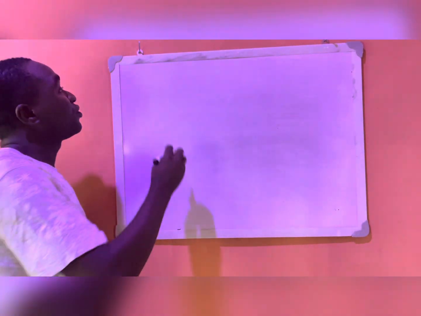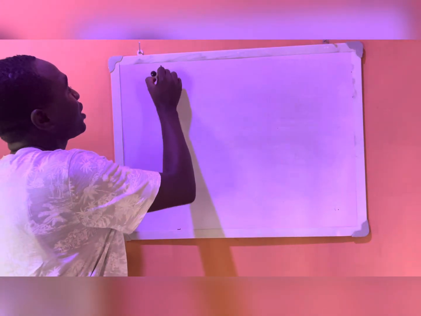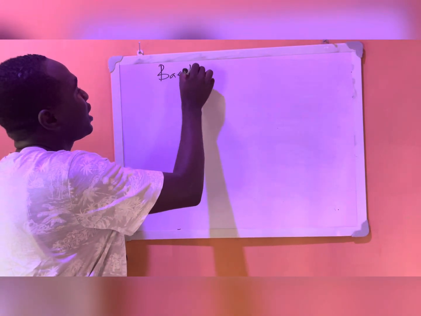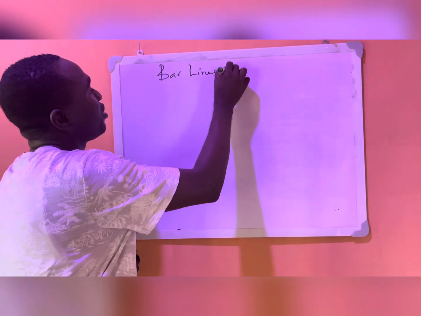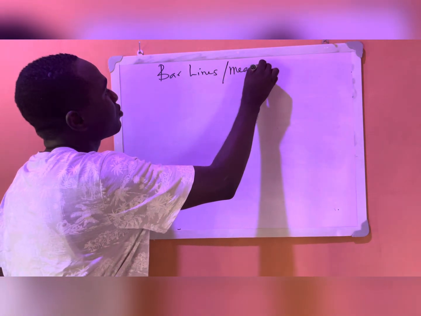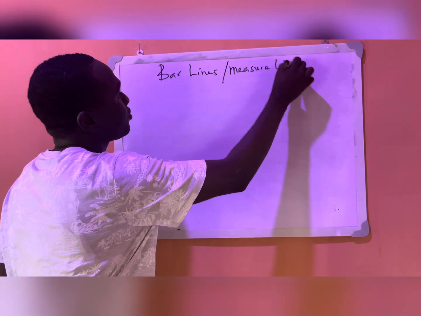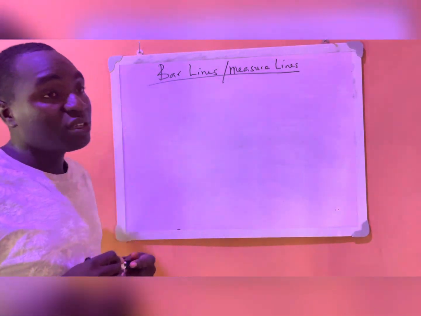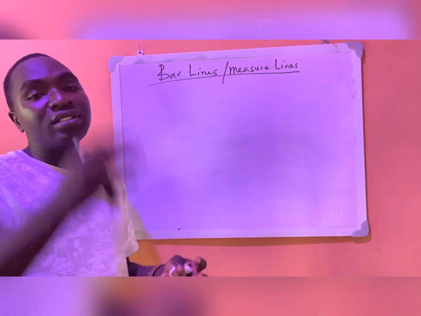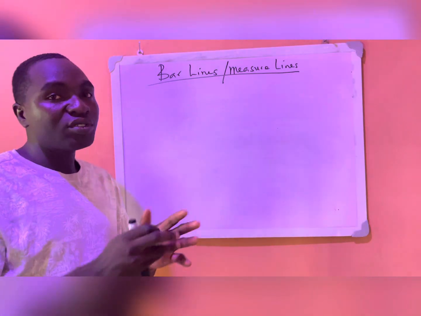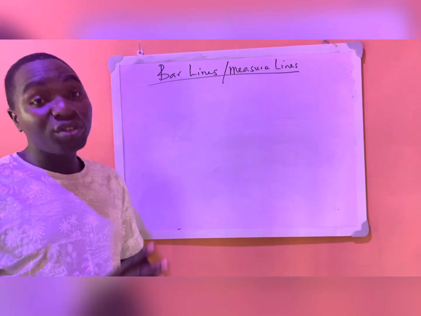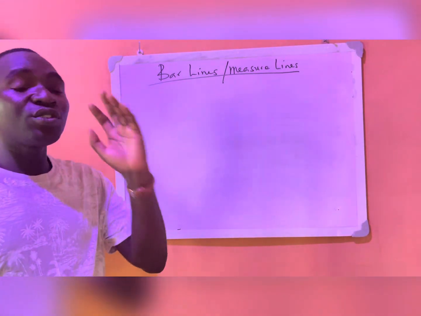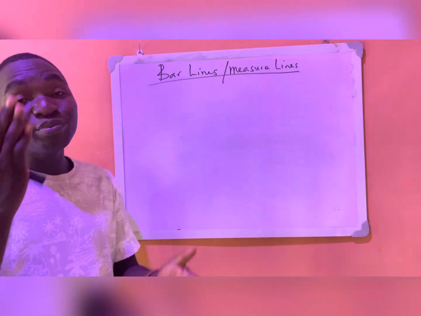So let's move on. In today's lesson, we are looking at what we refer to as bar lines or measure lines. So what are bar lines or measure lines? These are lines written across a stave to divide them into equal pieces, equal measures rather. To divide a piece of music into equal measures or equal beats.